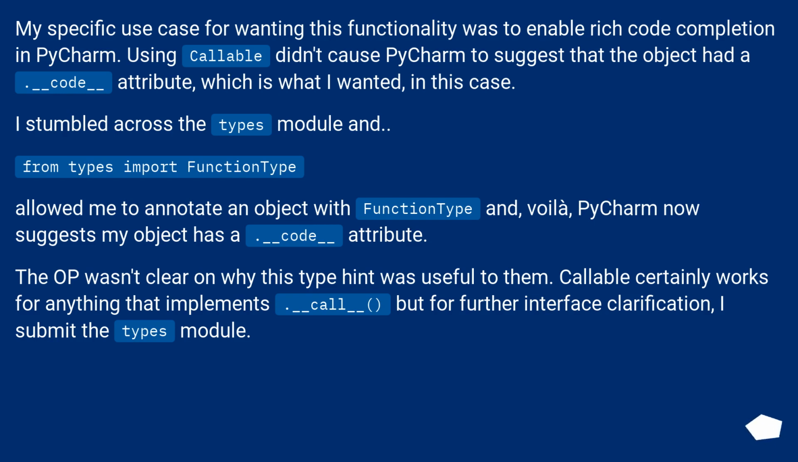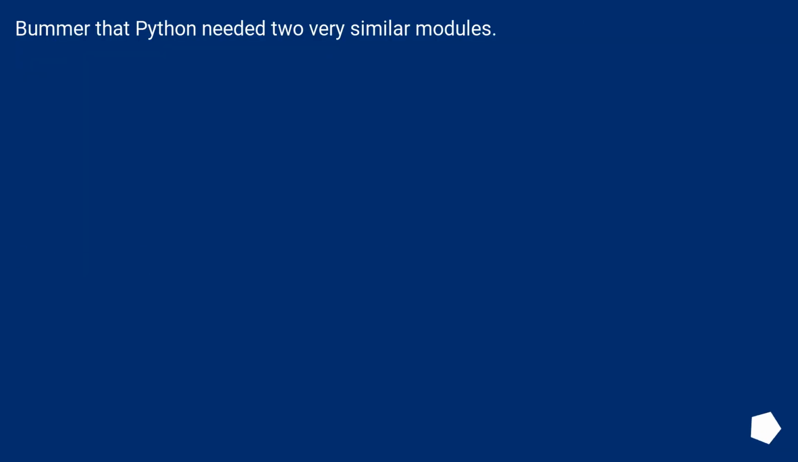The OP wasn't clear on why this type hint was useful to them. Callable certainly works for anything that implements .__call__, but for further interface clarification, I submit the types module. Bummer that Python needed two very similar modules.